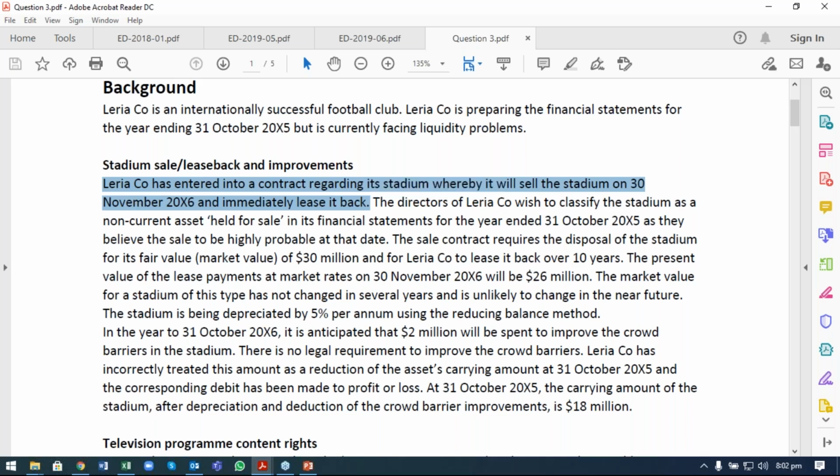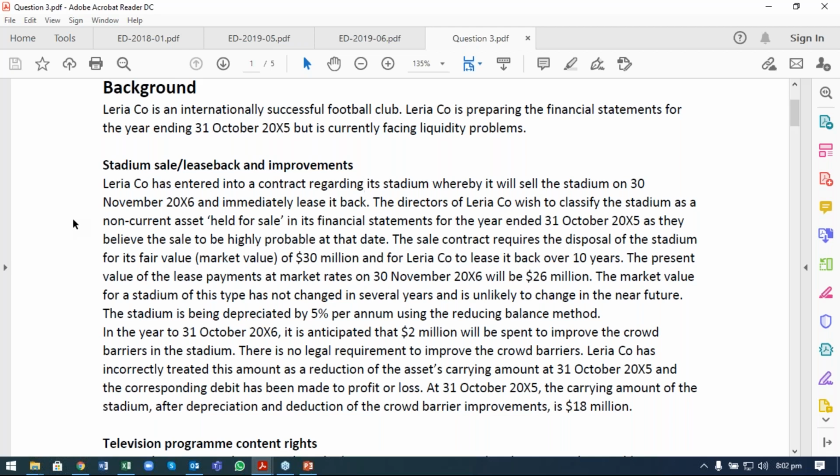In this case, yes, management is committed to the sale. Management is going to sell that asset in its present condition. There is nothing mentioned that management is going to make any amendments to the stadium.